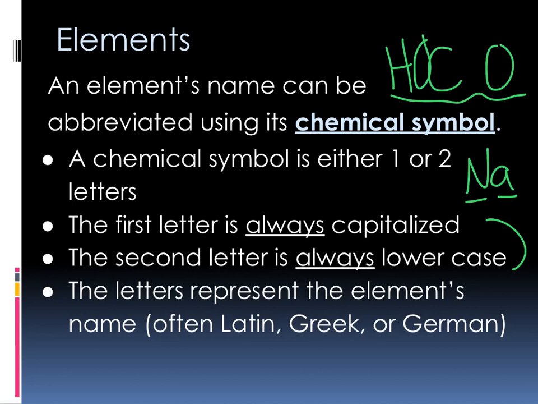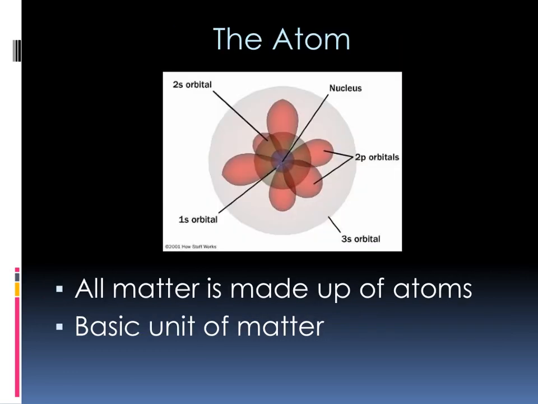A lot of times these letters represent the element's name, and it might be their actual name or it could be their original Greek or Latin name. Example is sodium, S-O-D-I-U-M. There is not an N nor an A in that word. However, the original name for sodium was natrium, and so that is where the symbol came from originally, and then it was later renamed as sodium in the English language.